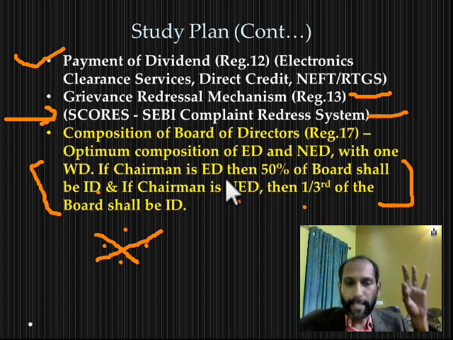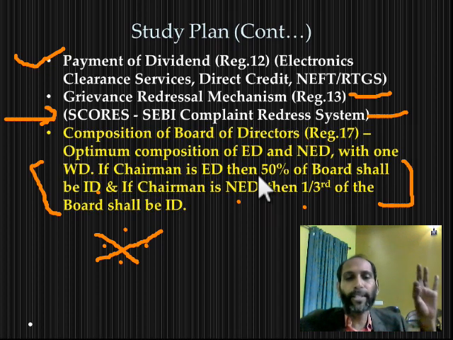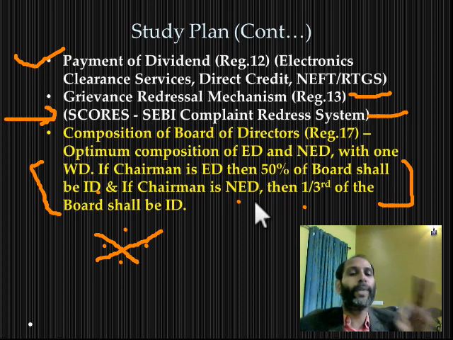If the chairman is an executive chairman, that is, if the chairman is an executive director of the company, then 50%, that half of the board shall be independent directors. And if the chairman is a non-executive director, he is not coming regularly to the office, he is only attending the meeting, that is called a non-executive chairman, then the number of independent directors shall be 1/3. So this is very important for exam point.